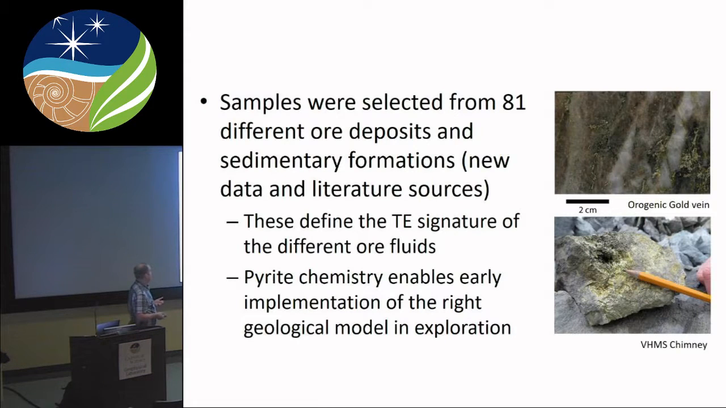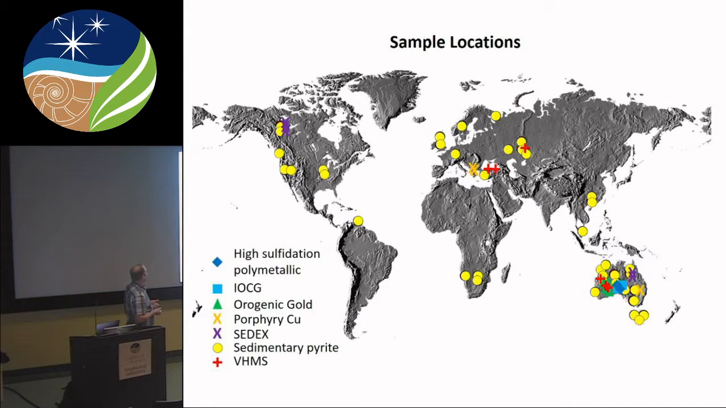So we selected samples from 81 different ore deposits and sedimentary formations, with sedimentary formations being our background stand-in. And this was both new data and literature sources, and we tried to use this to define the trace element signature of pyrites from these different sources. I was at the University of Tasmania when this started, so we had a bit of an Australian bias to our data set, but we did try and get data from elsewhere in the world to make it relatively global in extent.